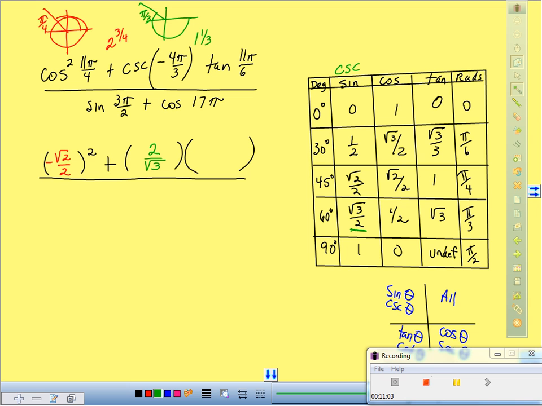We can always rationalize it later. The other thing you need to, of course, check for is all-star trig class, and in this case, cosecant is positive in the second quadrant, so that is a plus there.